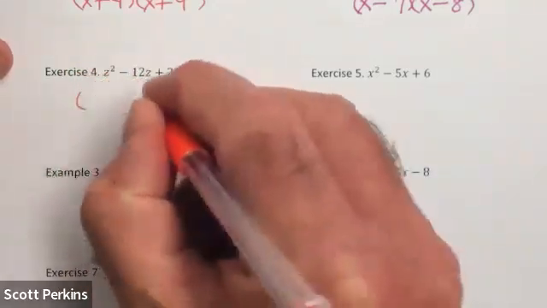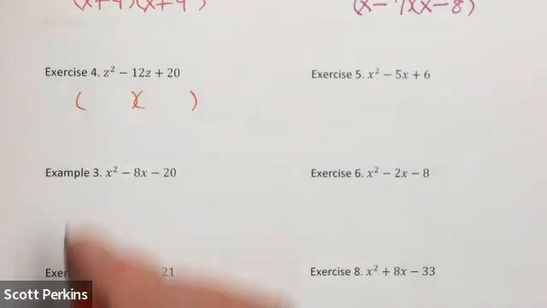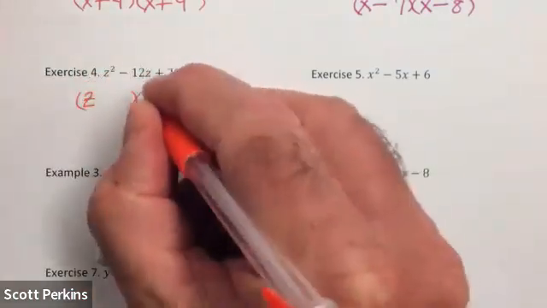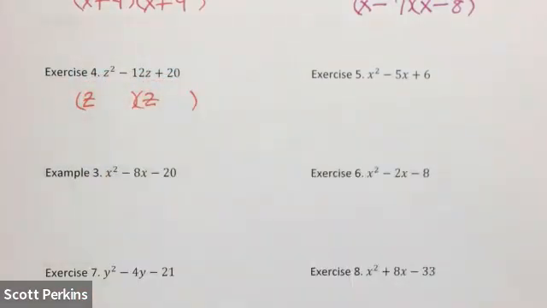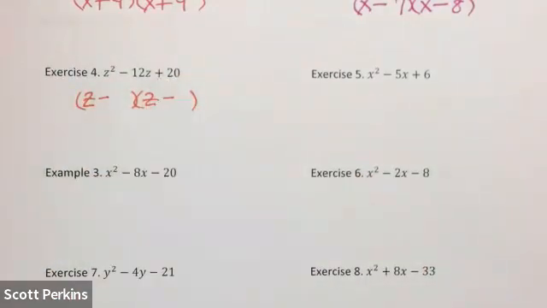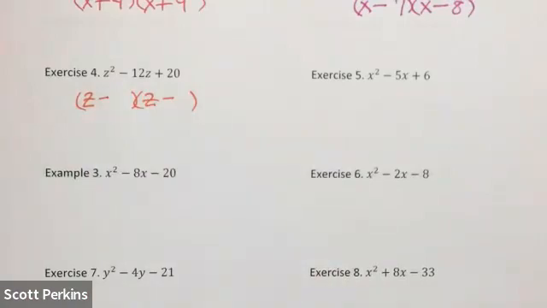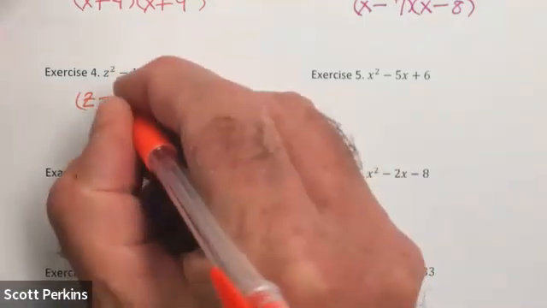All right, so here's my two sets of parentheses. There's a 1 in front of the squared term, so z squared has to be z times z. And then once again, the clues tell me what the signs are going to be on this one. Both negative, because a negative times a negative gives me my positive in front of the 20, and a negative plus a negative gives me the negative 12. And then what two factors of 20 are going to add up to 12? 2 and 10. Great job.